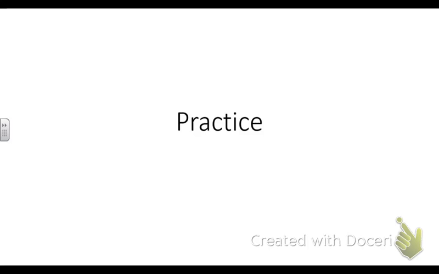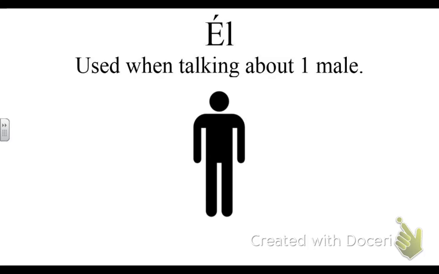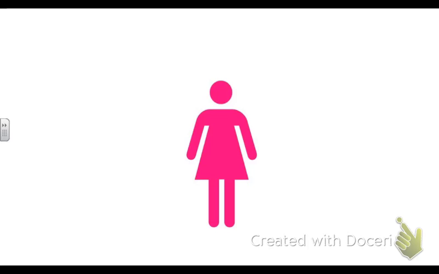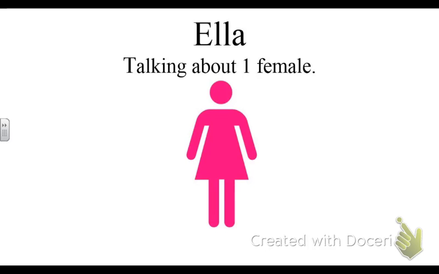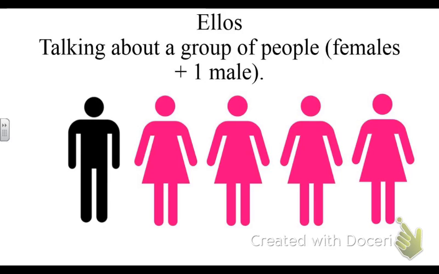Okay, now let's practice. I'm going to show you some pictures, give you some think time, and then we'll show you the answer. Okay, you're talking about this person, talking about him. This would be él. You're talking about her. Ella. You're talking about these people, talking about them. Or they, you're using the word they. This would be ellos.